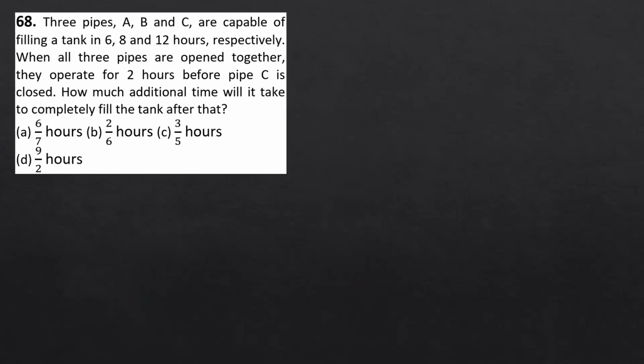Pipes A, B, C are capable of filling a tank in 6, 8, 12 hours. The moment you see this, you take the LCM. So what is 1 hour? 6 fours are 24, 8 threes are 24, 12 twos are 24. You know their 1 hour works. So they operate for 2 hours before pipe C is closed.